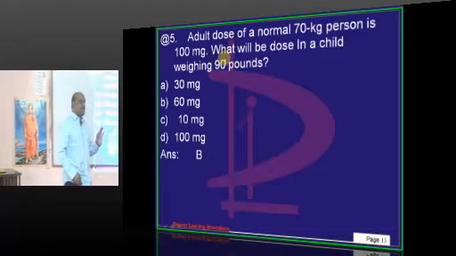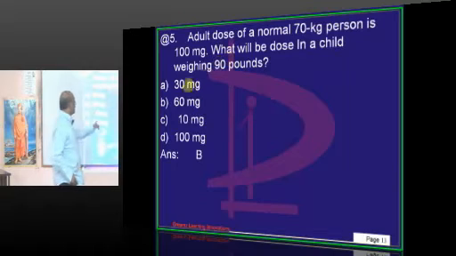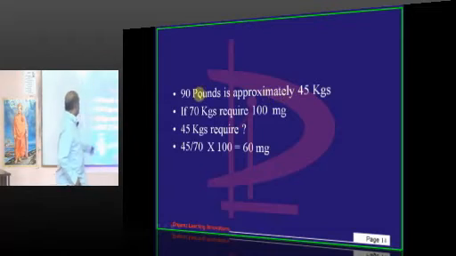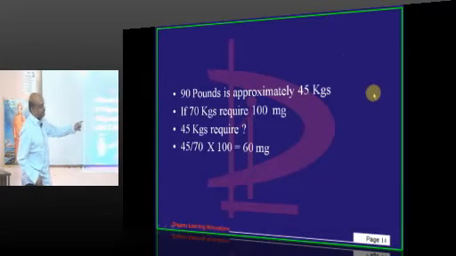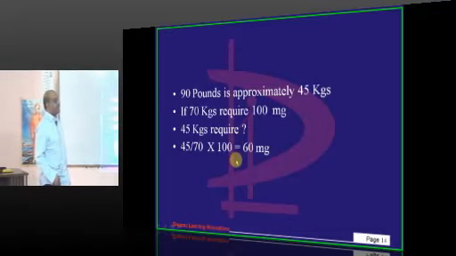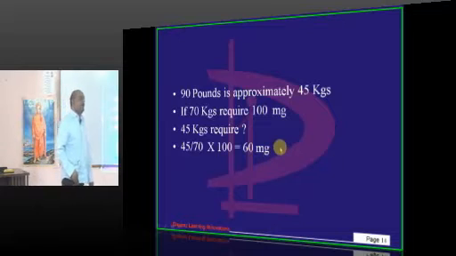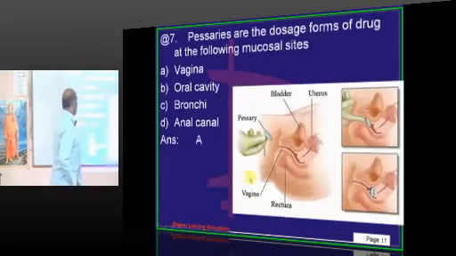Simple rule is, half kilo is a pound. 1 pound is equal to half kg. 90 pounds means how many kgs? Nearly around 45 kgs. Since 90 pounds is 45 kgs, if 70 kilograms require 100 milligrams, a 45 kg individual requires, simple mathematics, 45 by 70 into 100, which is 60 milligrams is what you need to fundamentally remember, doctor.